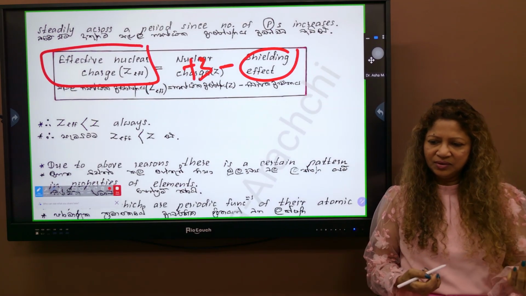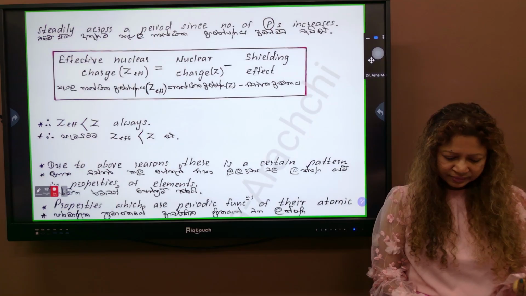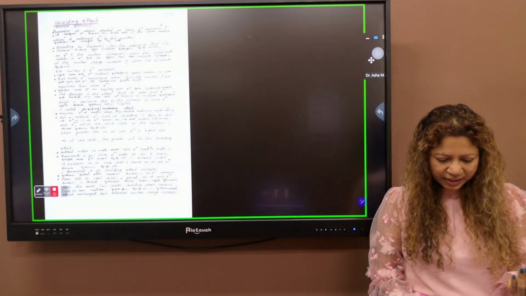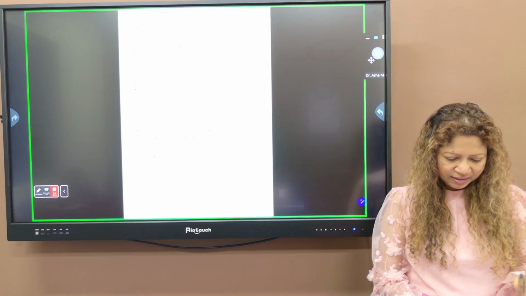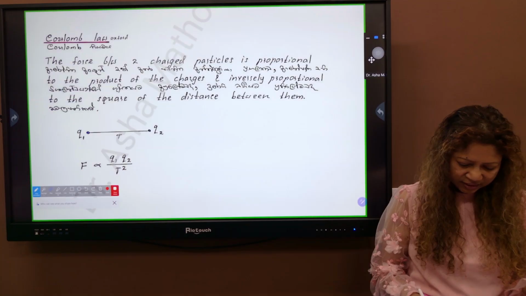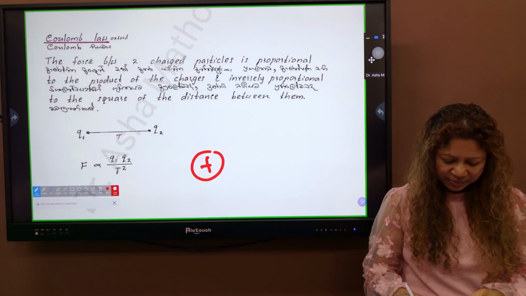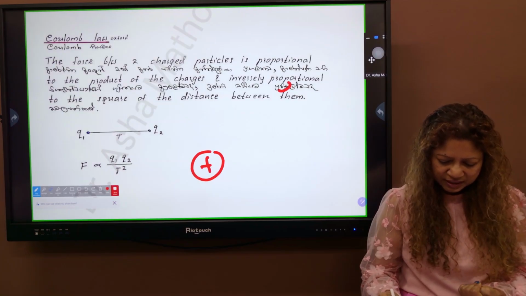Understood? Alright, I'll explain these two phenomena again. The very first one is Coulomb's law. Coulomb's law says we have two charged bodies. Plus is the protons or nucleus, minus is an electron.